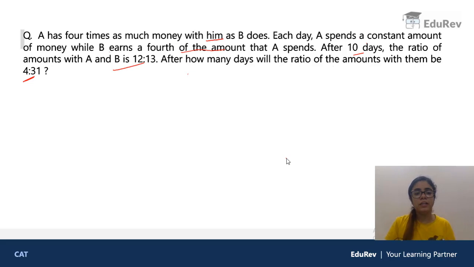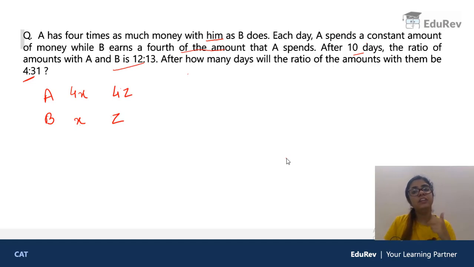Okay? Now understand, A has 4 times the money B has. Suppose A has 4x money, so B has 1x money. Okay? 4 times and 1 time, 4x and x. Each day A spends a constant amount and B earns 1/4 of it. So let's say, for example, suppose A spends 4z of the money. He spends 4z of the money. B will earn 1/4 of this. So B will earn z amount of money.